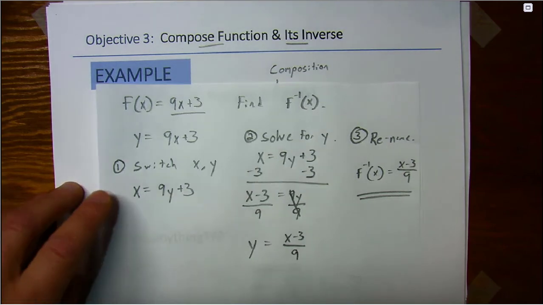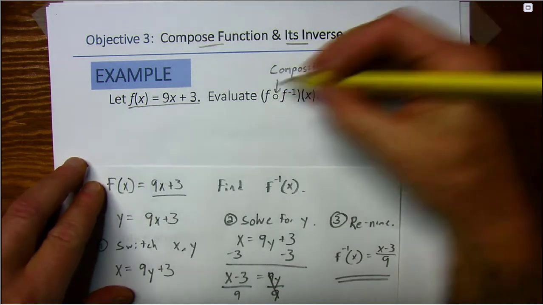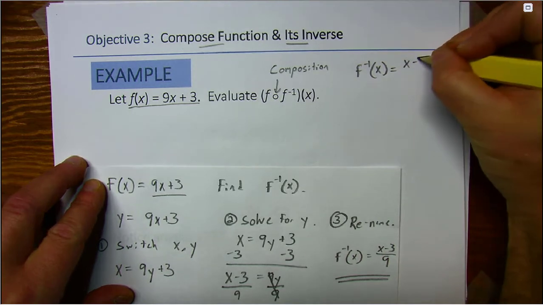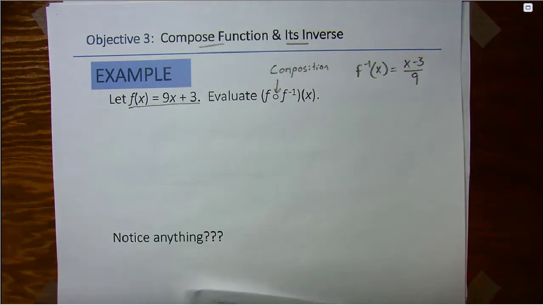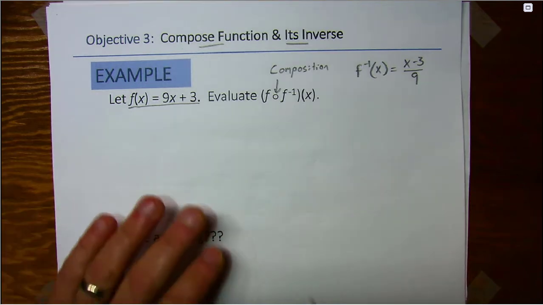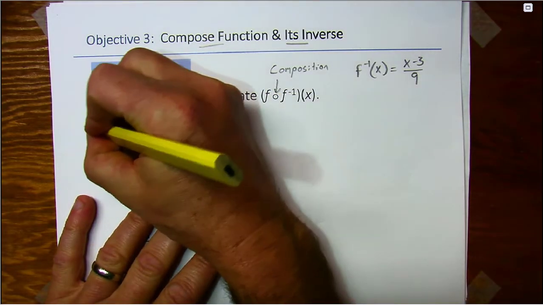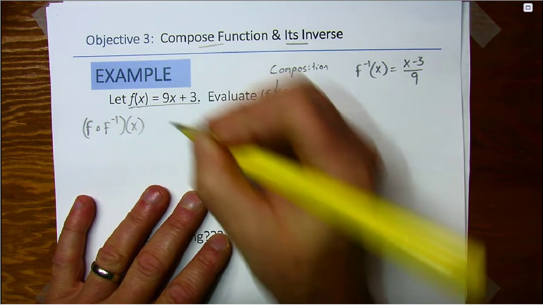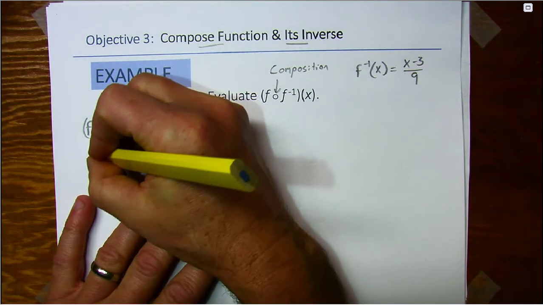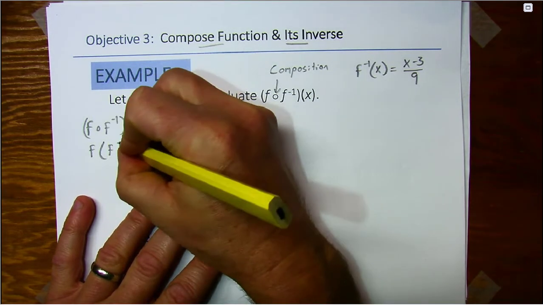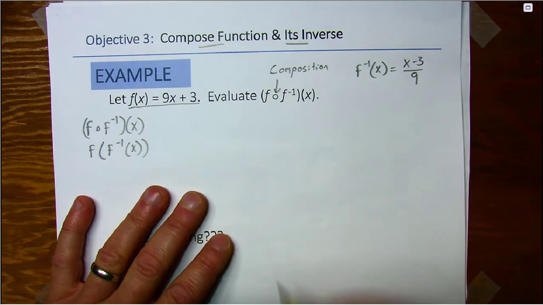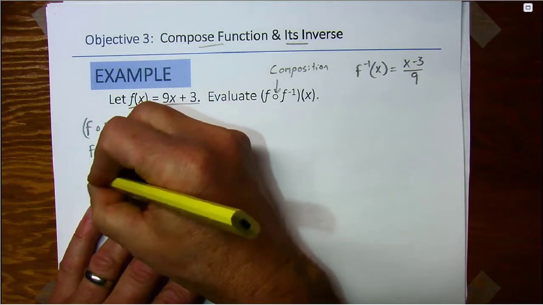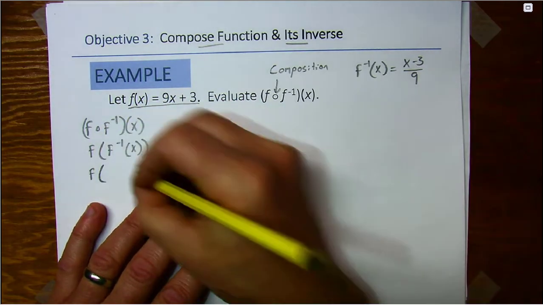Now let's get back to the original task. Now that we know what our function is and we know that f inverse of x is equal to x minus 3 over 9, we can do what we were asked. Okay, so composition says if we want to find f of f inverse of x, remember we should rewrite that right off the bat. We should call that f of f inverse of x. But we know what f inverse is, and so this is the same as saying f of x minus 3 over 9.